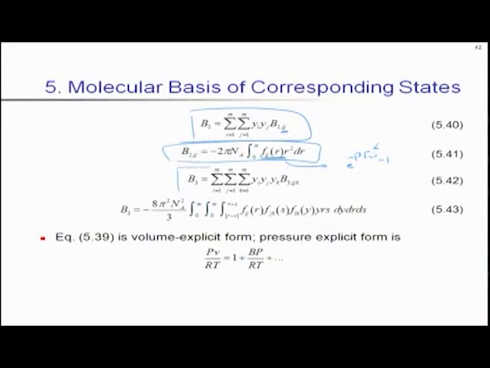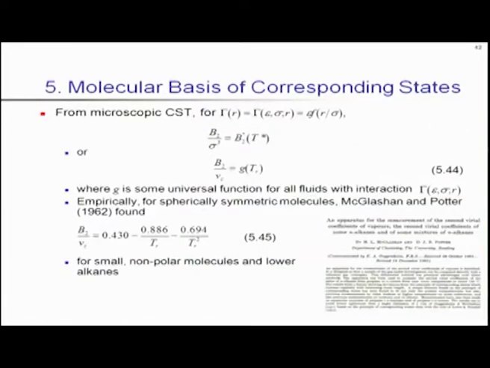Similarly, B3 is a triple summation where we consider yi, yj, yk, B3 ijk, where the indices range from 1 to m and so forth. B3 is a more complicated expression where we consider 3-mer bonds. So I won't go through the details of that. We can consider volume explicit terms, or as well as for mixtures you can also consider pressure explicit terms. Now let's go back to the corresponding state here.